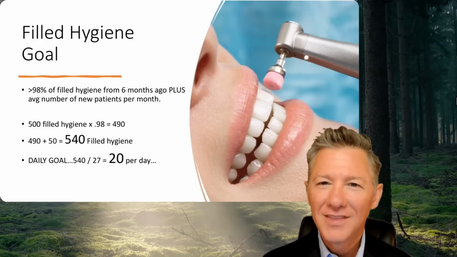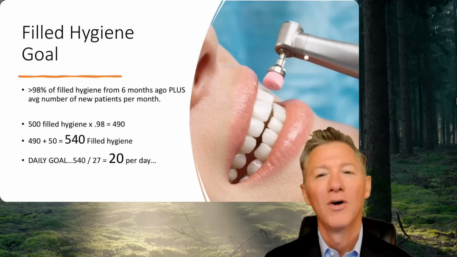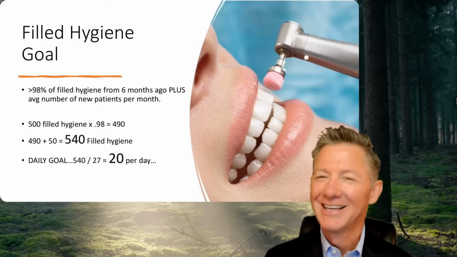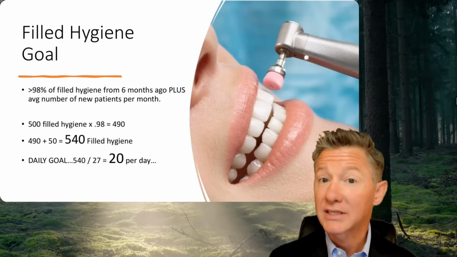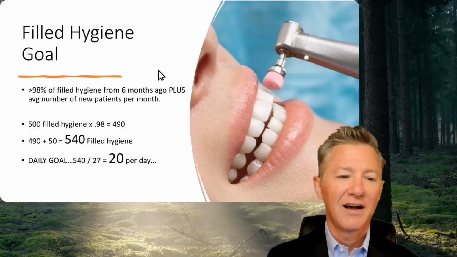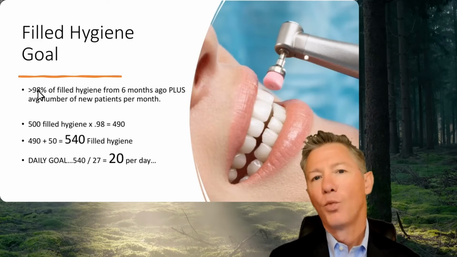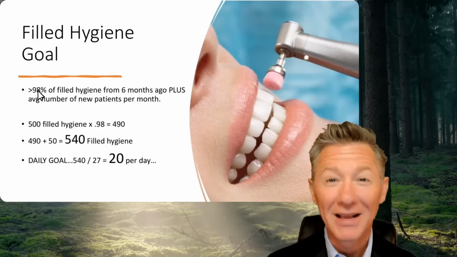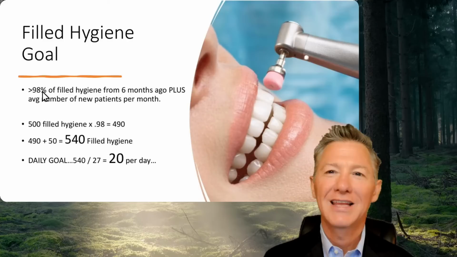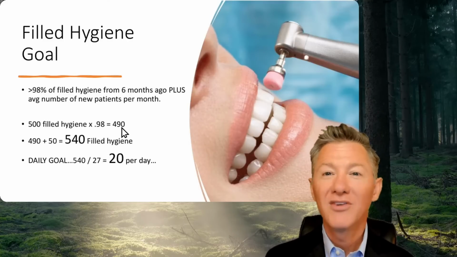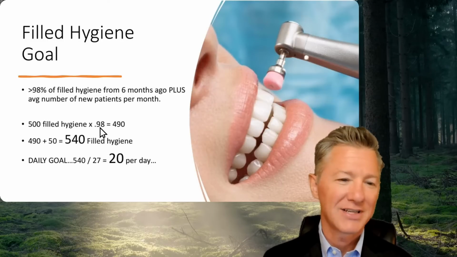Well, this month's hygiene patients don't come from last month. They come from 6 months ago. So it's more realistic that we set our goals not based on last month, but based on where we were 6 months ago. If I had 500 filled hygiene 6 months ago, I expect that we're going to pre-appoint 98% of them. That's my expectation. That's my pre-appointment goal. We'll get into that here in a second. But if I do pre-appoint 98% of them, that means there's already going to be 490 of them on the books.